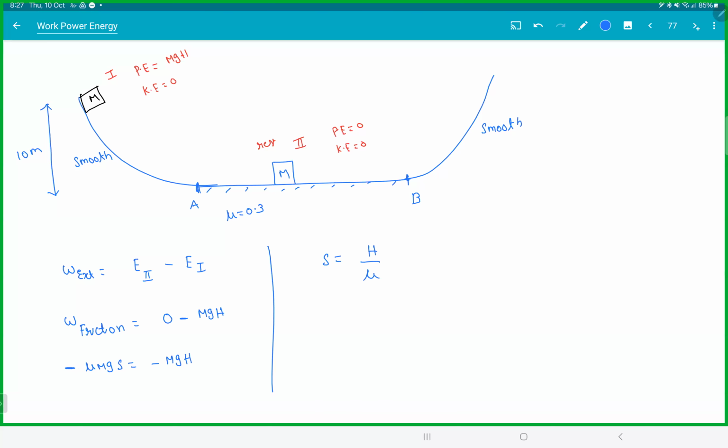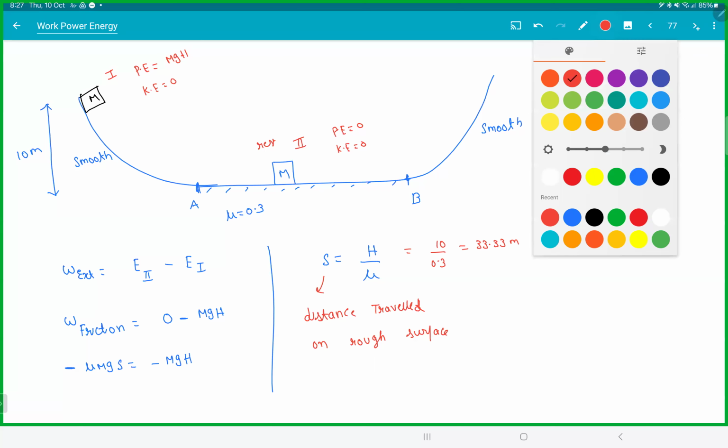What is this S exactly? This S is the distance traveled on the rough surface. Think about it, when will friction come? Friction will come only when you're traveling on AB. This is the distance traveled on the rough surface, not the total distance, because when you're here there is no friction, so work done by friction is 0 here. So this is 10 by 0.3, that is 33.33 meters.